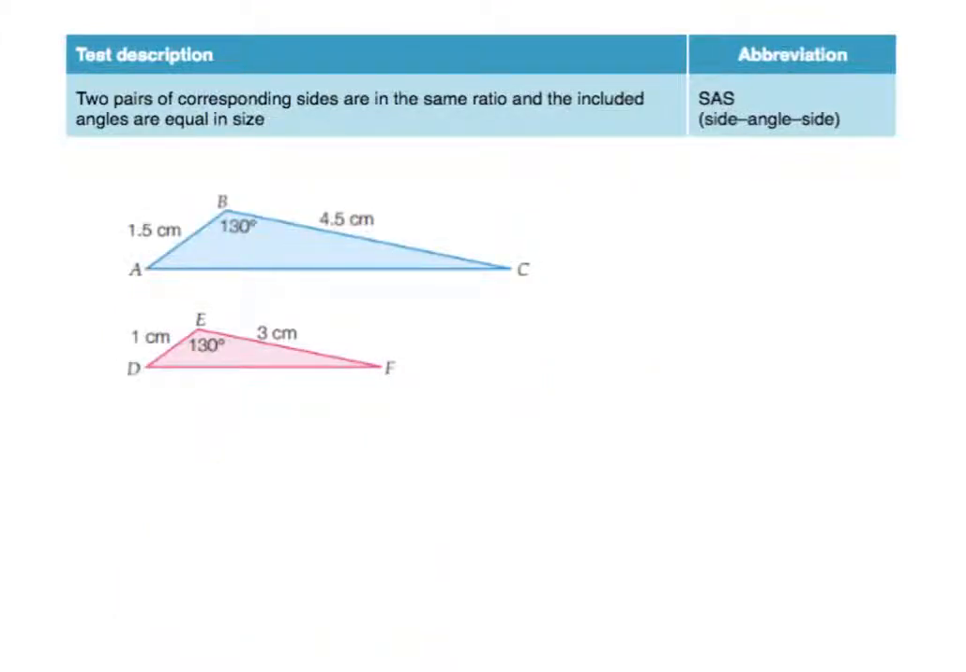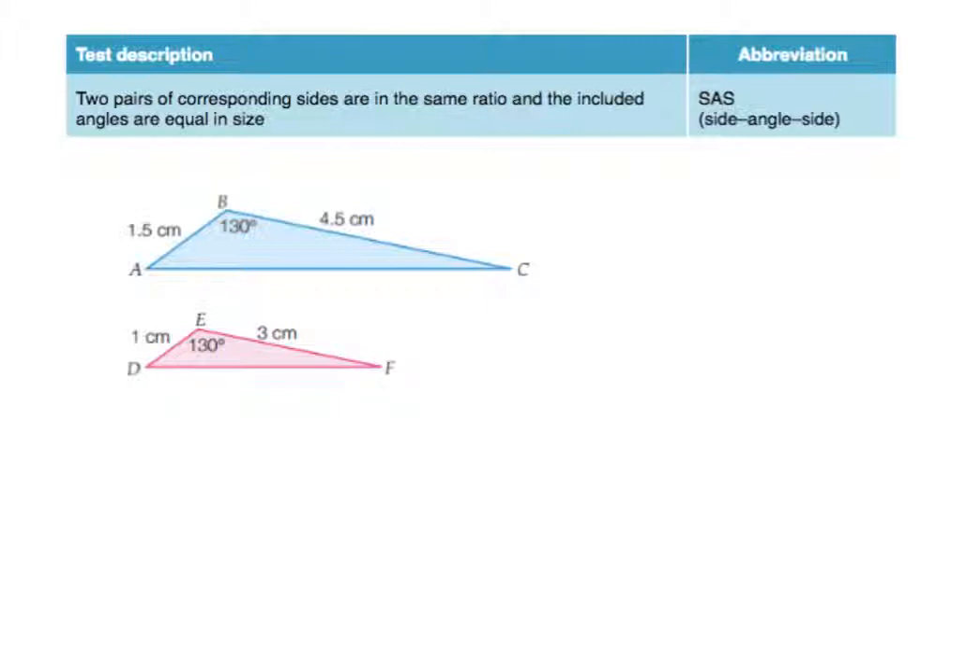Right, the third rule that we're going to have a look at is side, angle, side, which uses the abbreviation SAS. Now to be able to use this rule, we need to have 2 sides that have the same scale factor, and then those two sides being separated by the same angle.